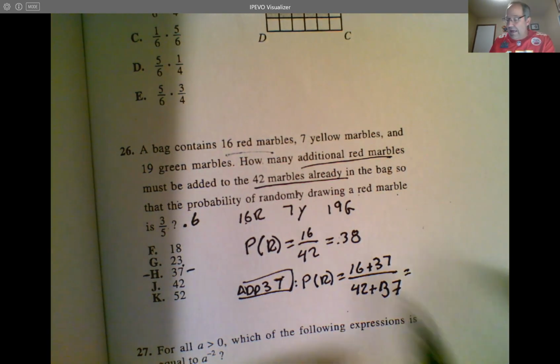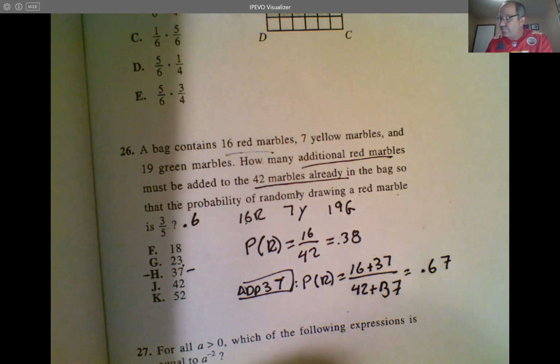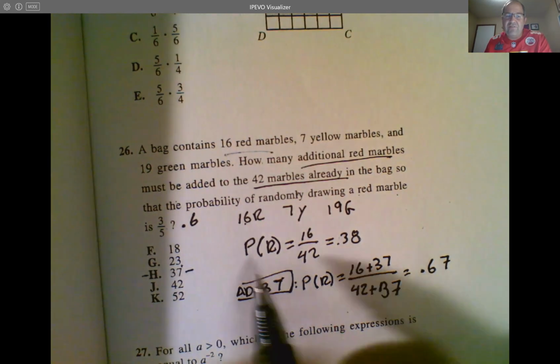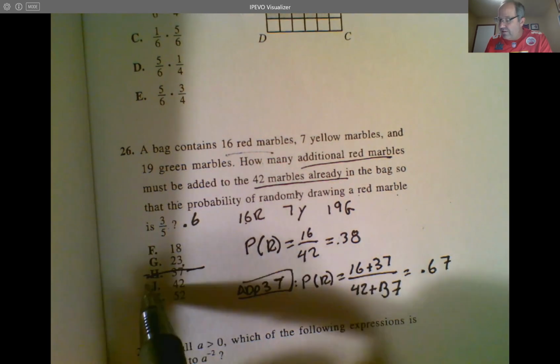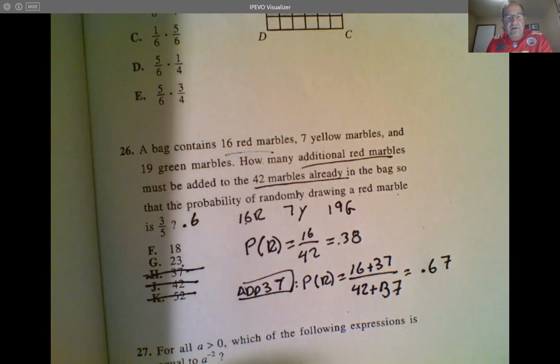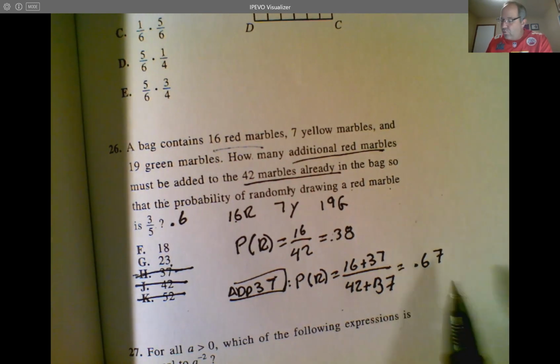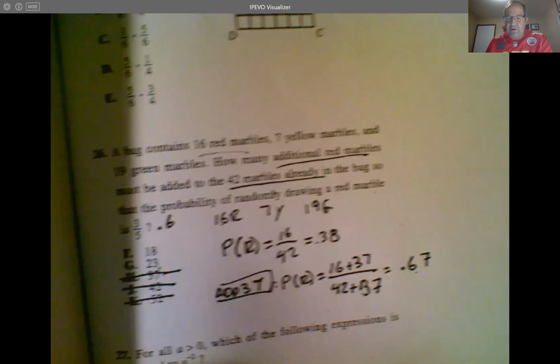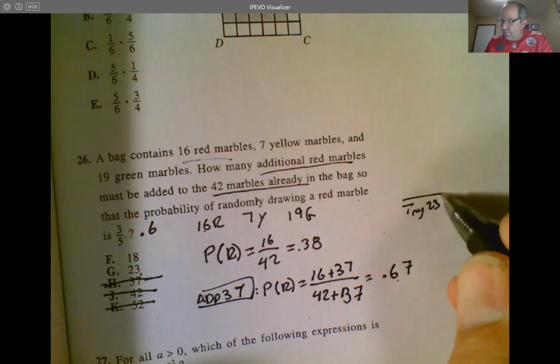If we add these up and divide them out, we get about 0.67, which is just a bit too big. So I can safely eliminate those choices. Now we're down to a 50-50, and that's less than a minute, right? Since we were really close, I'll bet it's 23. So I'm going to try 23.